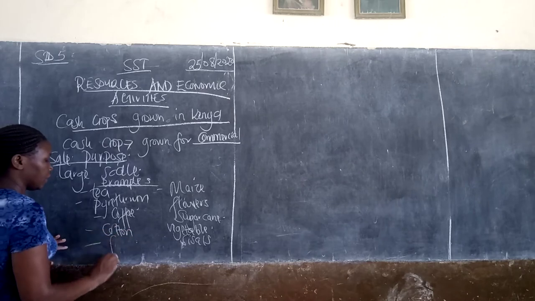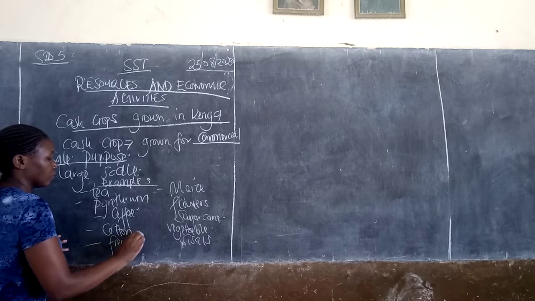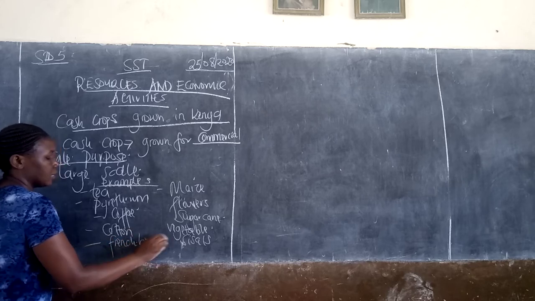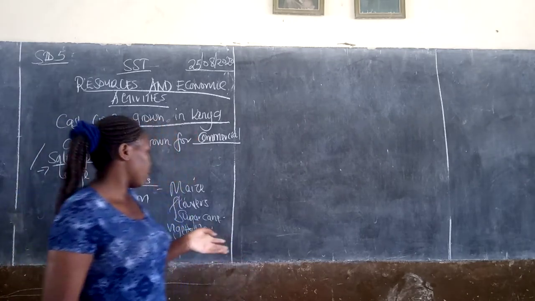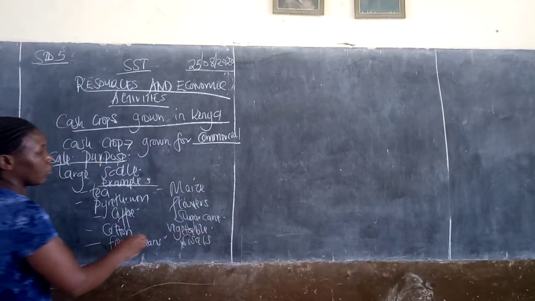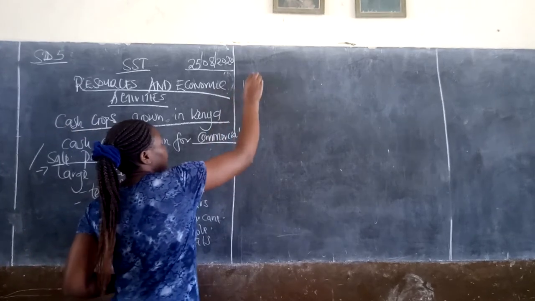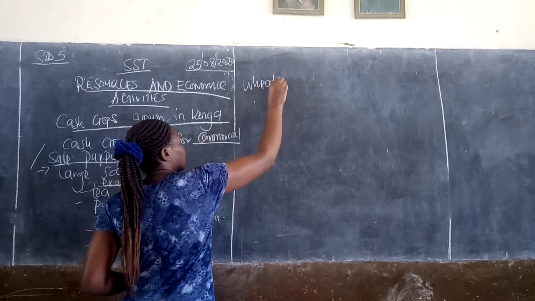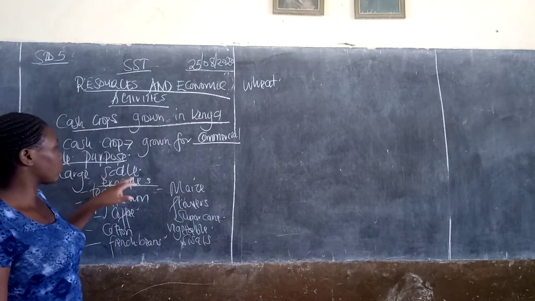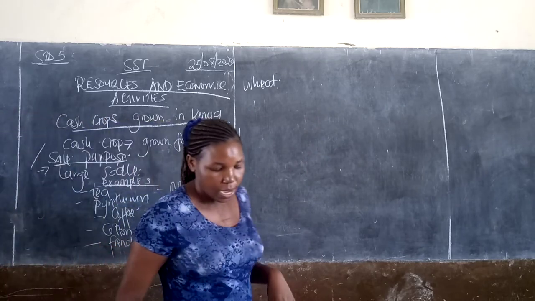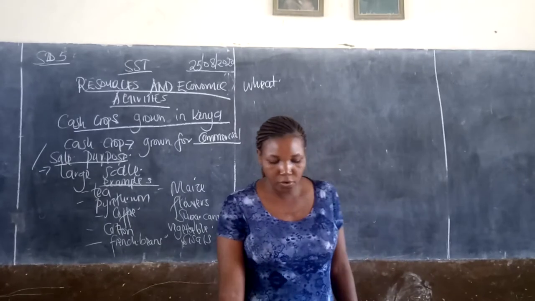We also have French beans. And etc. You can add there. Which one have I forgotten? We also have wheat. Wheat, ngano. These ones are cash crops. They are known as cash crops. They are grown on a large scale and they are mainly grown for sale.